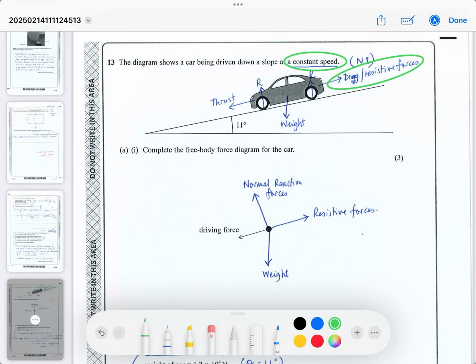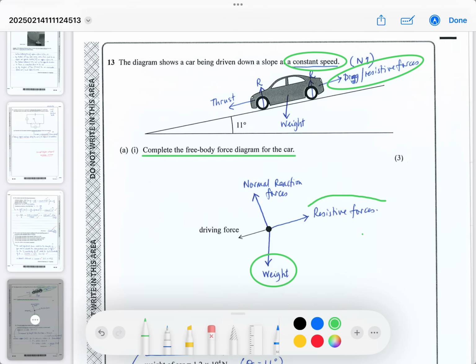So from the situation diagram I've drawn above, they want you to complete a free body force diagram on the vehicle. So the vehicle is represented by the dot. The weight is downwards. You can't use the word gravity. Even in GCSE that was wrong. So some of my students are using that.